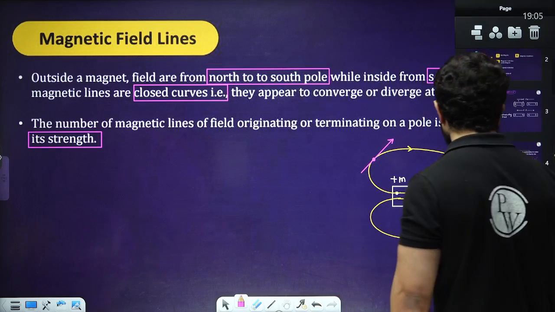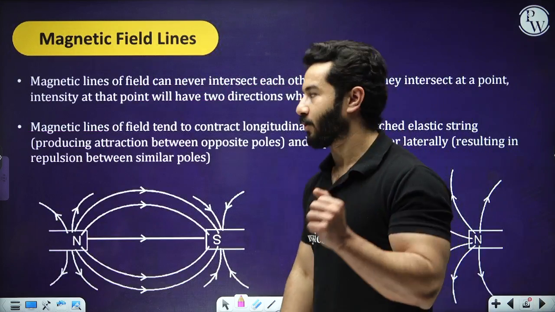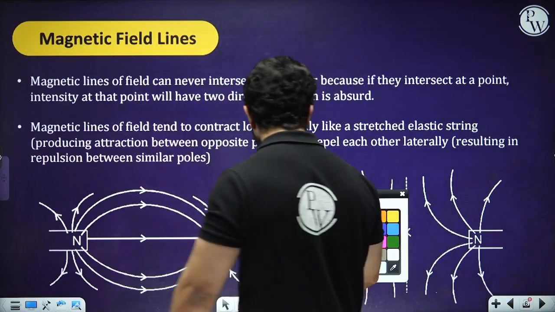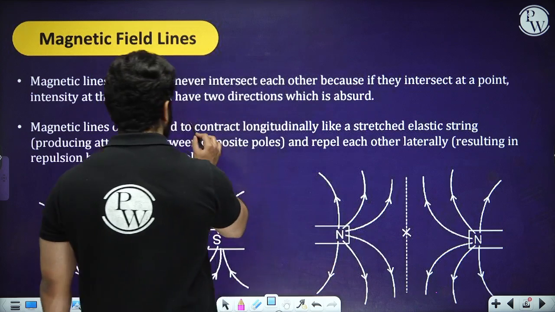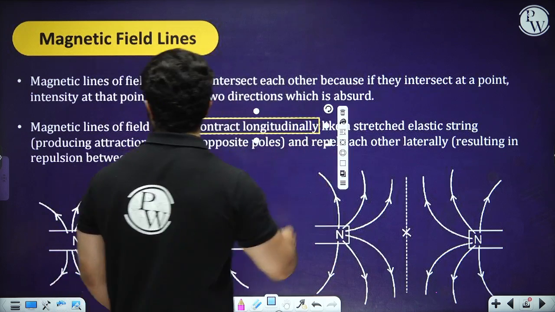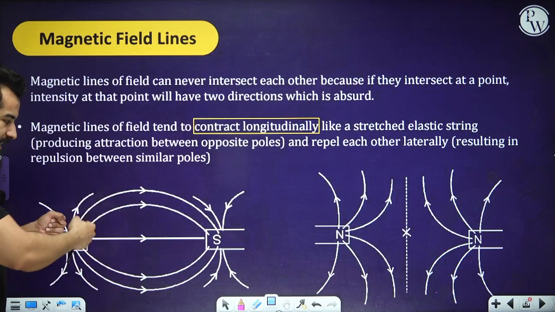So no two magnetic field lines can intersect, because then it would have two directions, which is not possible. Magnetic lines of field tend to contract longitudinally. This is what is called contracting longitudinally, like a stretched elastic string when opposite poles are here. So something like this.